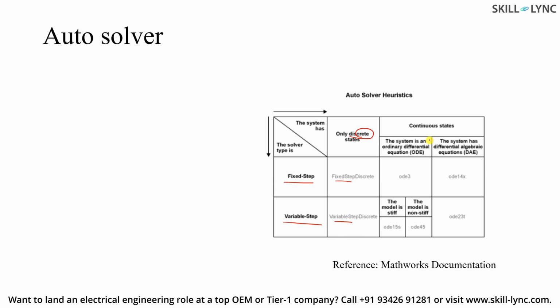Now if your system is going to have the continuous states as well, then it will be one of these four categories depending on the fixed step or variable step. Based on the automatic solver configuration, if you have a fixed step configuration and a continuous state with an ordinary differential equation, then it is going to be ODE3. If it is a differential algebraic equation, which is DAE, then your solver is going to be ODE14X. So whether your model is stiff or non-stiff, that is another category. The auto solver is going to assign this type of equation solver.